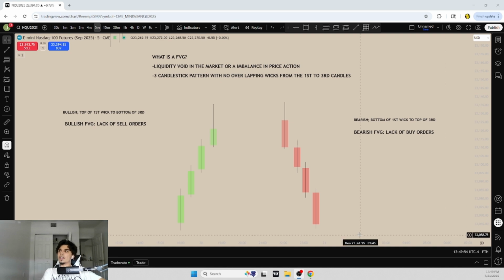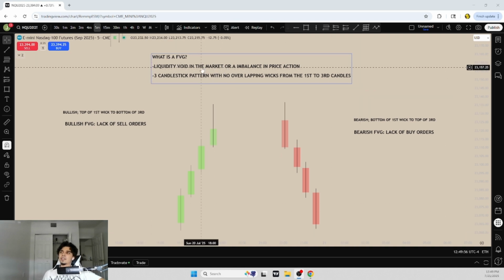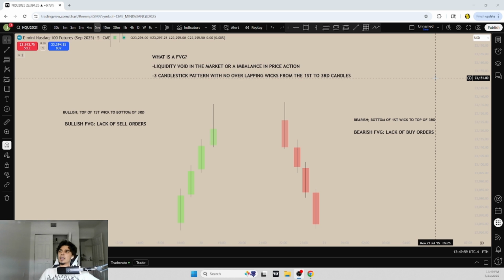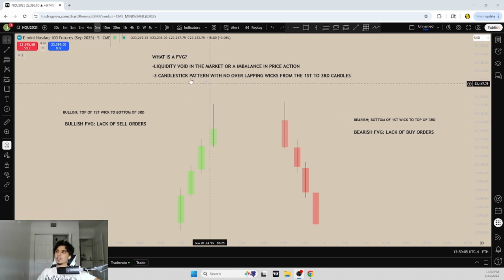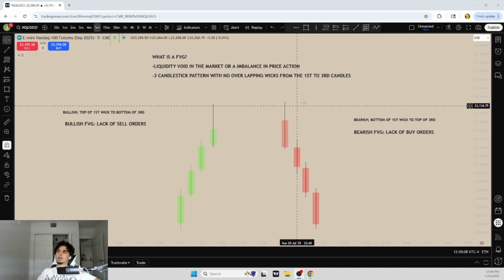Starting off with, what is a fair value gap? Well, the basic definition of a fair value gap is a liquidity void in the market or an imbalance in price action. And how do you know what is a fair value gap? It's a 3 candlestick pattern with no overlapping wicks from the first to third candles.